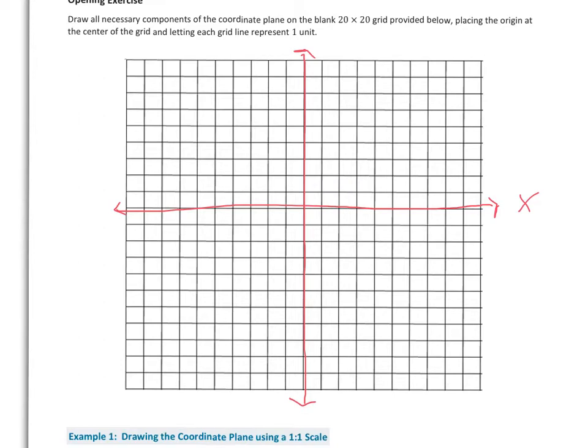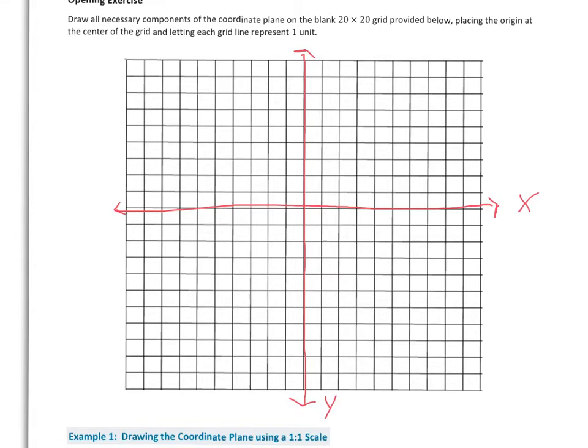Now if we're labeling that horizontal axis X, then you know we're going to label this vertical axis Y. It's got to be X and Y. No switcherooing, no messing with that. Always, always, X is horizontal, Y is vertical. All right, so we've got some straight lines. We've got our X and Y.